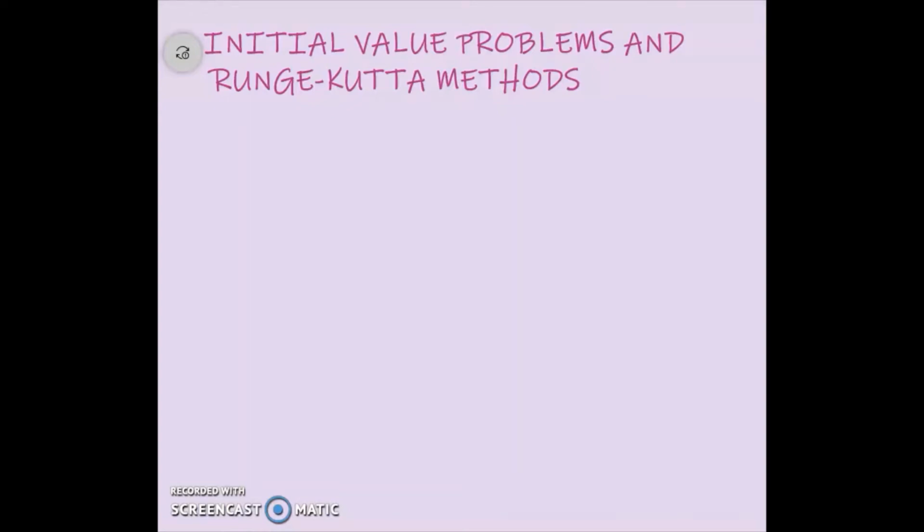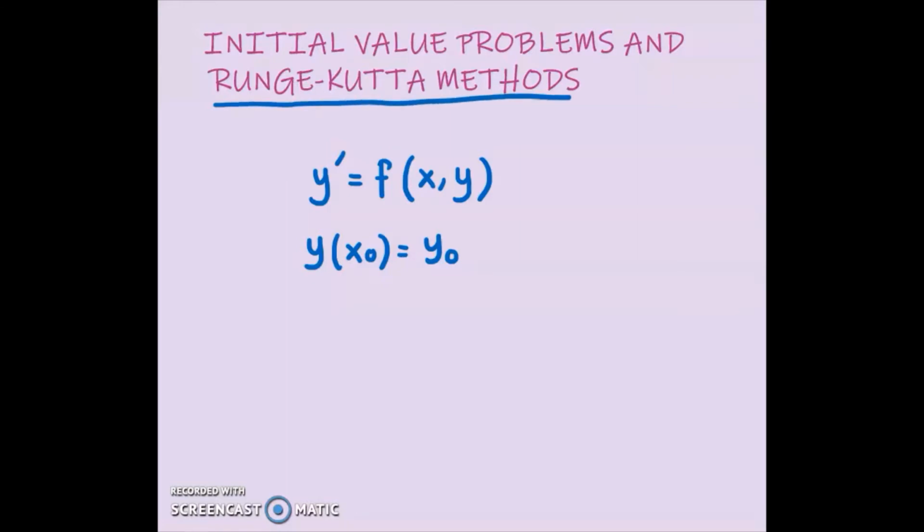Hi everyone, so we're going to look at solving initial value problems, particularly a first order differential equation given as y prime equals f of x, y. The initial condition is given as y at x naught equals y naught. You can solve this initial value problem using the Euler Method, which is the simplest numerical method. The Euler Method is of order 1. But today, I'm going to show you how to solve it using the Runge-Kutta Method.